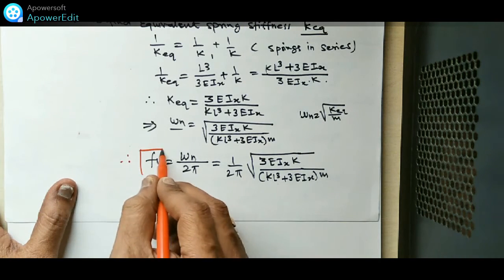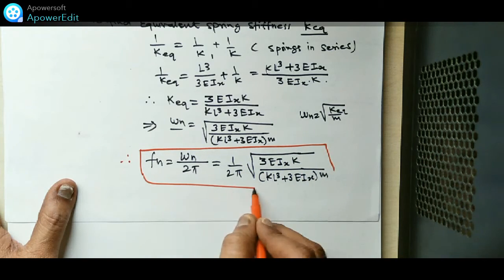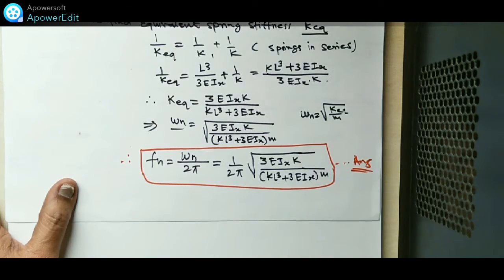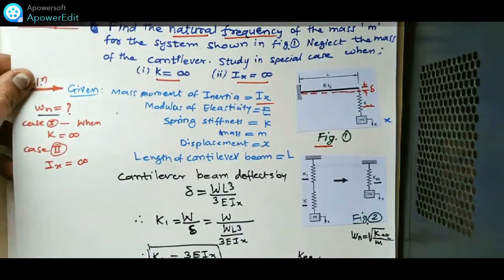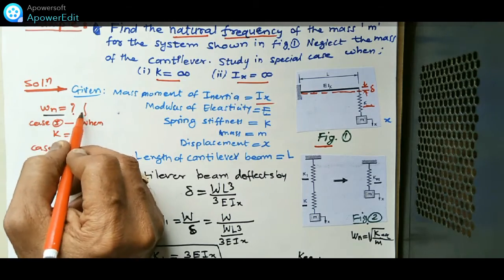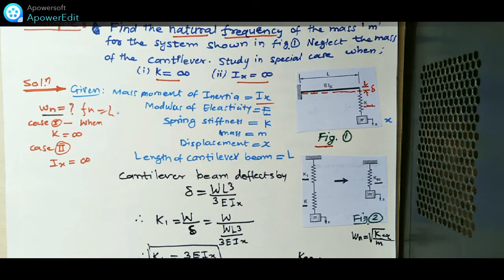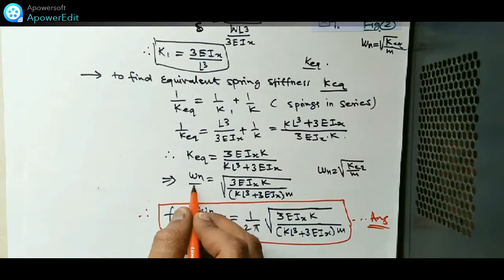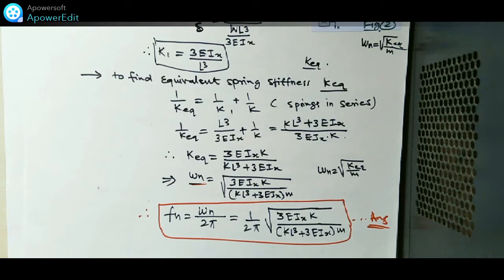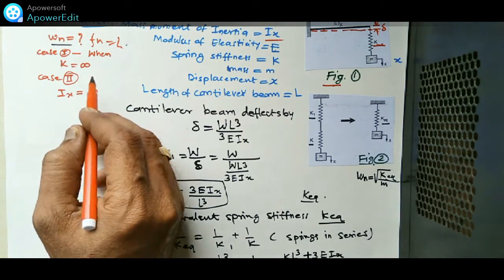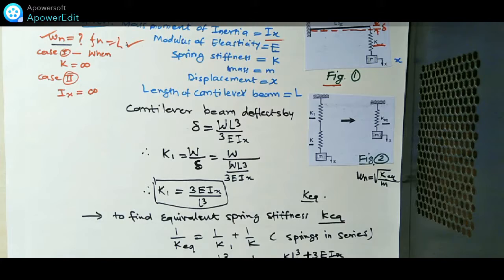What is asked in this numerical? This omega n and this Fn we have to find out. The natural frequency of this mass, the natural frequency and frequency of oscillation. We have written the equation for this. But in this case, case 1 and case 2 are remaining. These two were obtained. We now go for this one.